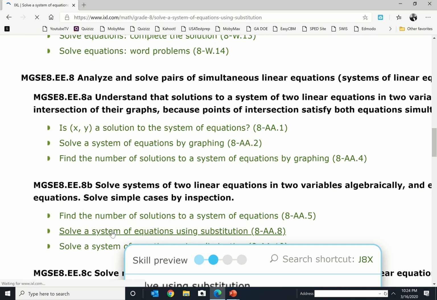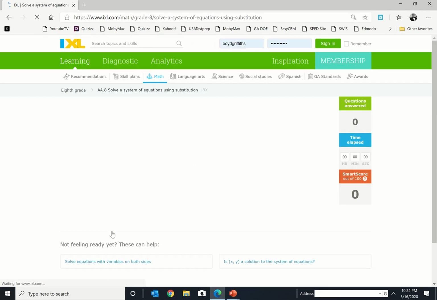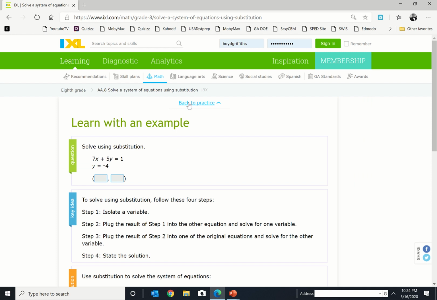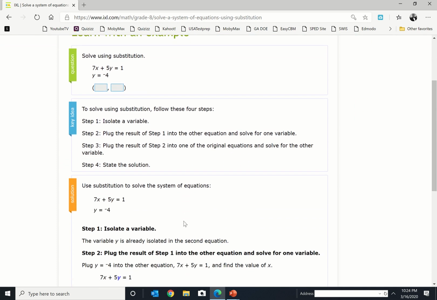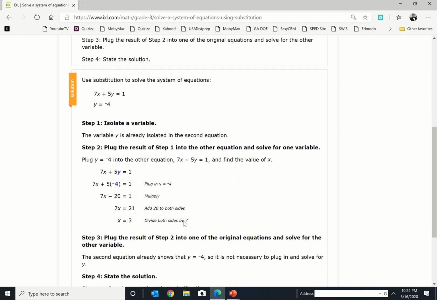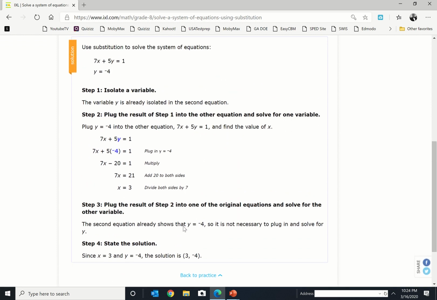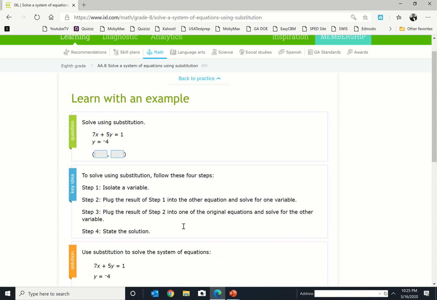Once you click on this, it'll bring up a few problems for you to solve. Now, I'm going to solve one of these problems for you. But even when you're doing it on your own, if you need assistance, click right here where it says Learn with an Example. When you click on this, it gives you an example and shows you step by step how to solve these problems, okay? It shows you step by step.